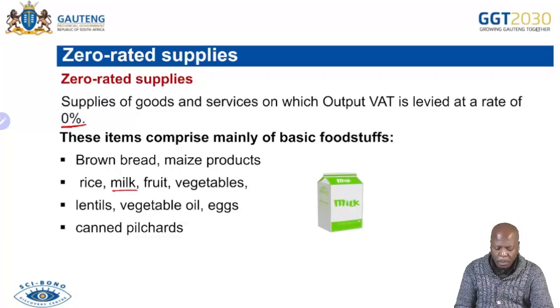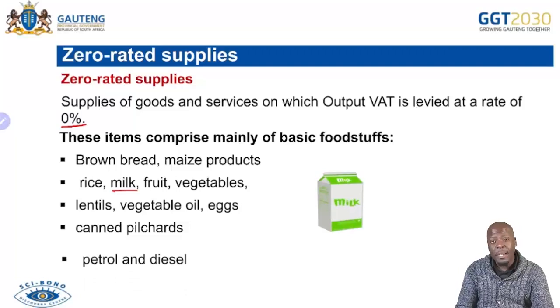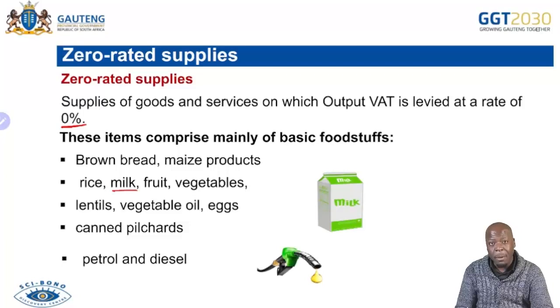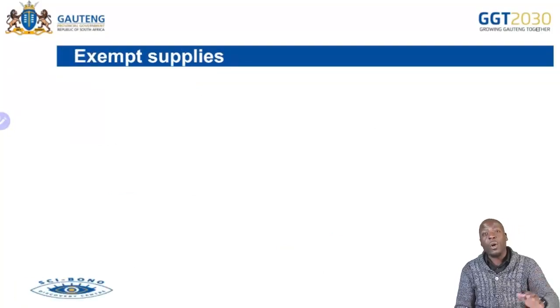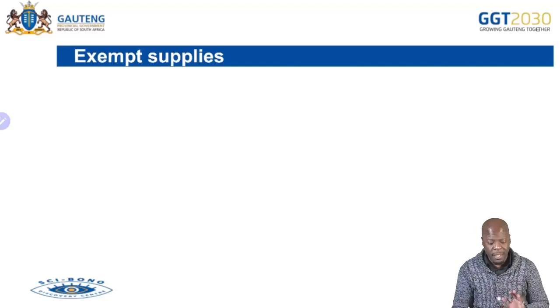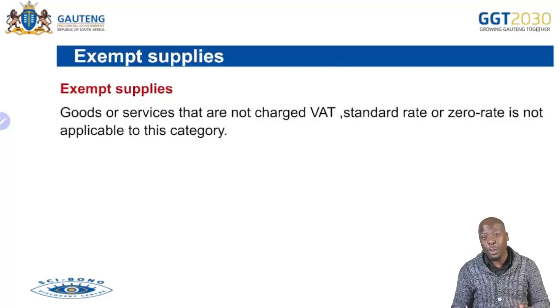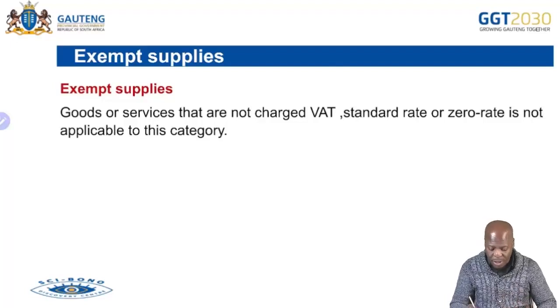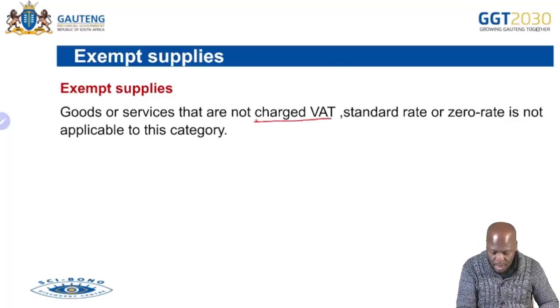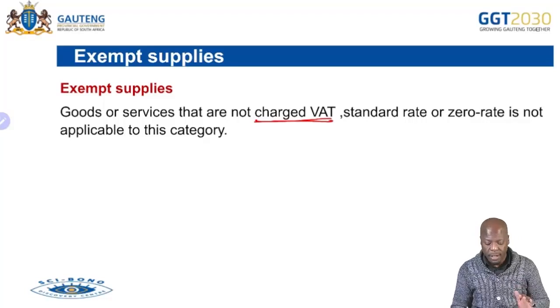And then it is important that we also add here petrol and diesel, mainly because they have their own specific type of tax. After the zero rated supplies, we're going to talk now about our exempt supplies. Let's define it. Exempt supplies, these are goods and services that are not charged. So these ones, they are not charged VAT.